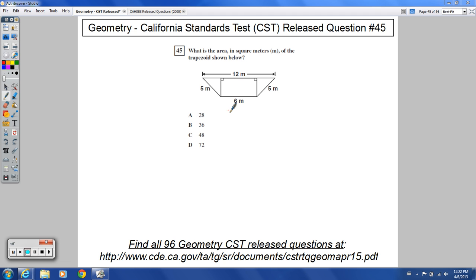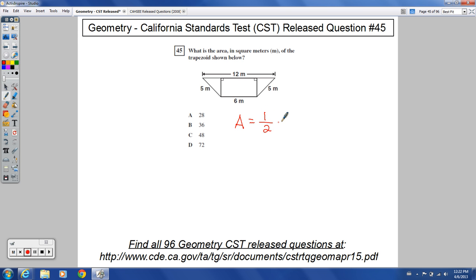Welcome to release question number 45 for the CST geometry release questions. It says, what is the area in square meters of the trapezoid shown below? So we talked about trapezoids a couple questions ago. I don't think it was the last question. No, the last question was parallelograms. So the previous question we talked about trapezoids.